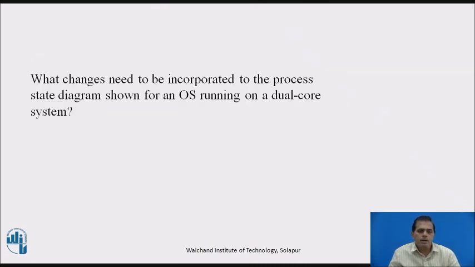Let us pause for a while and see the question: what changes need to be incorporated to the process state diagram shown for an OS running on a dual core system? Yes, the answer is none, because a process always has the same states. So every core system also has the same states, from the running state to the terminated state. So there is no need of change in the process state diagram for processes running on a core system. So that's why the answer is none.